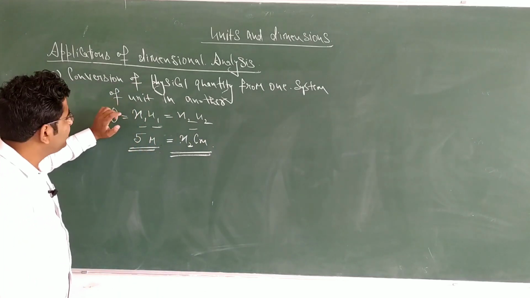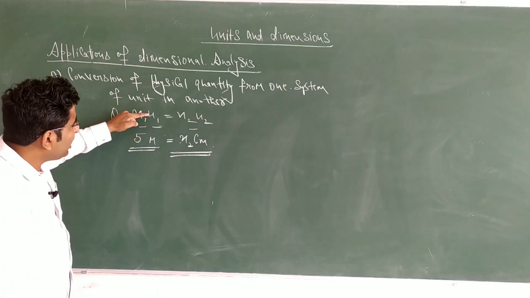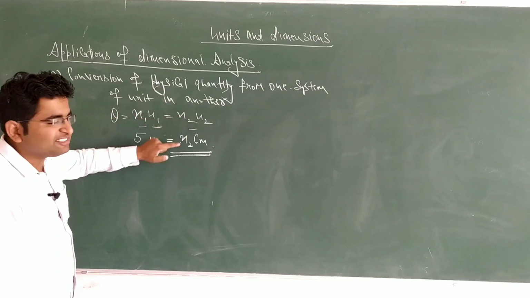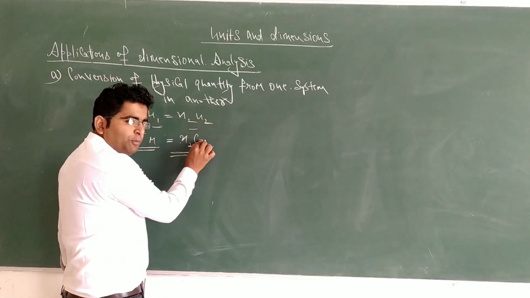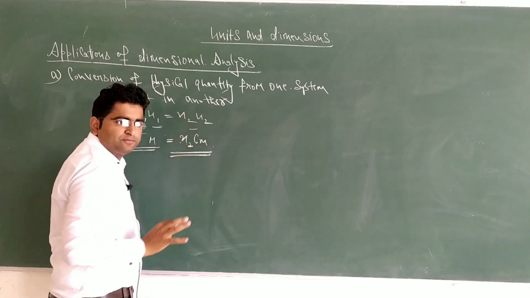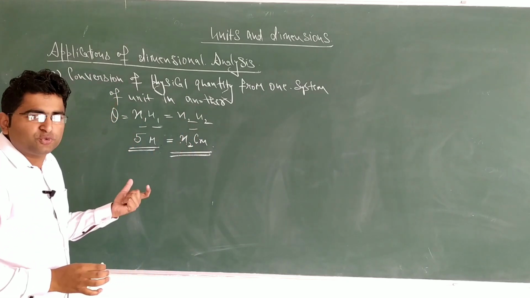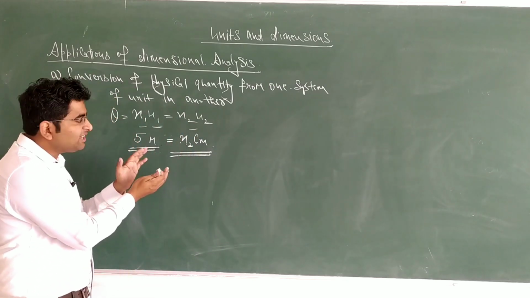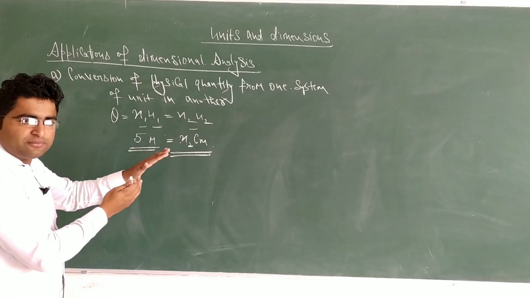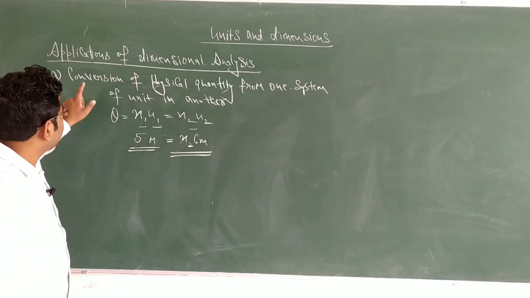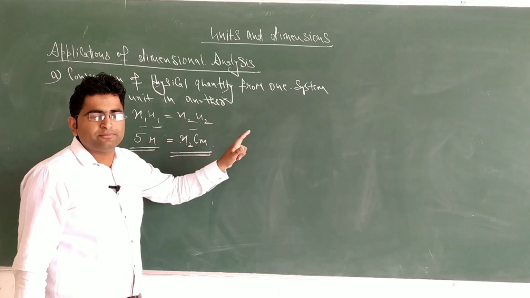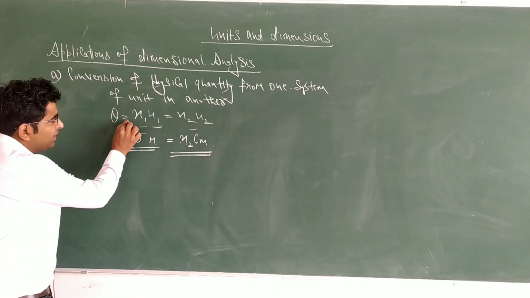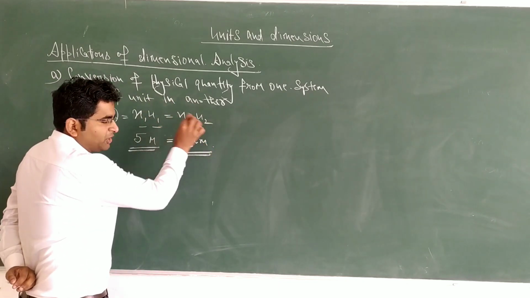So in the first system we know N1, we know the unit. But in the second system, we know U2, but we don't know N2. Then how to calculate the value of N2? This is the question which we will solve with the help of dimensional analysis. So what we have to do? Here we have written N1 U1 equal to N2 U2.